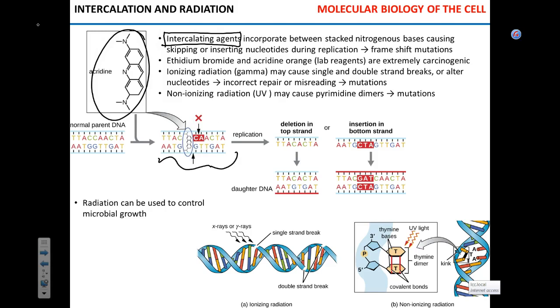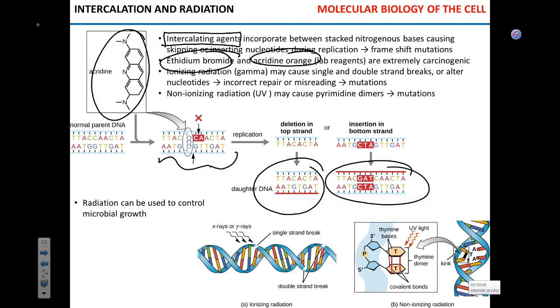And when the DNA structure is replicated, okay, when there is a replication, there's going to be a deletion or insertion. There's going to be some sort of maybe frame shift, insertion of additional amino acid. There's going to be something, okay? When DNA structure is changed, it is not replicated properly. Examples of such agents are ethidium bromide and acridin orange.